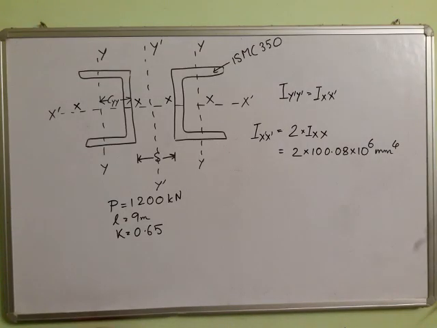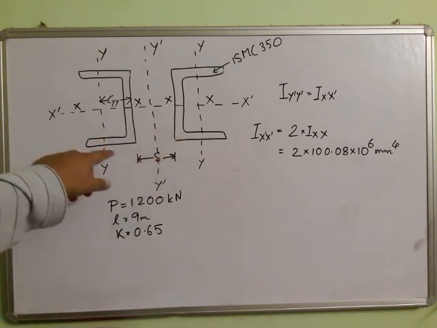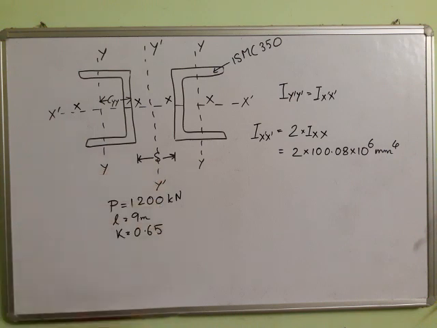Good evening, everyone. So today we will be continuing our class on design of built-up compression members, and in the previous class we decided that two ISMC 350 channel sections will be considered for the built-up compression member. So these are the two ISMC channel sections, ISMC 350, and they are separated by a distance of S.